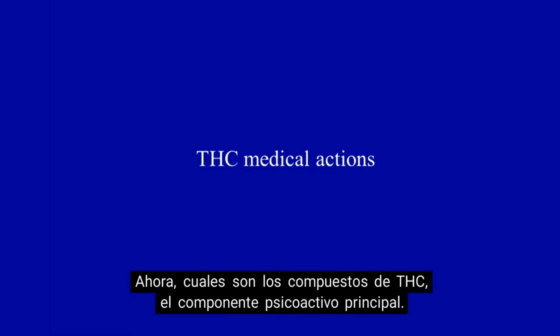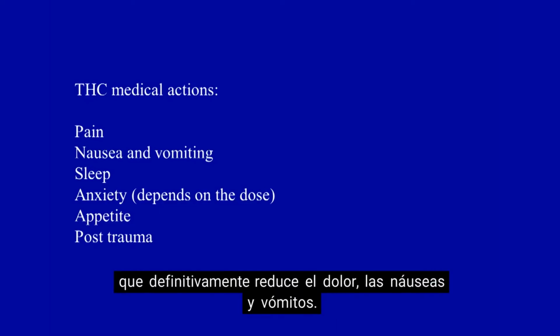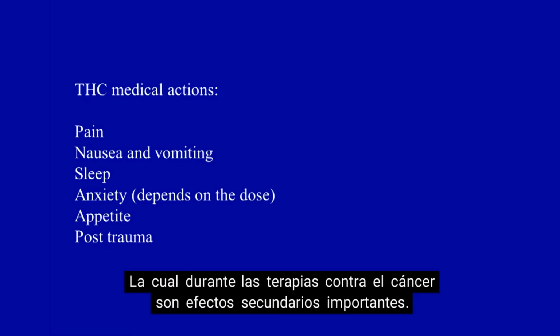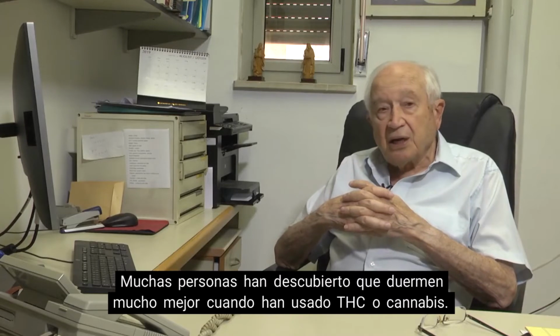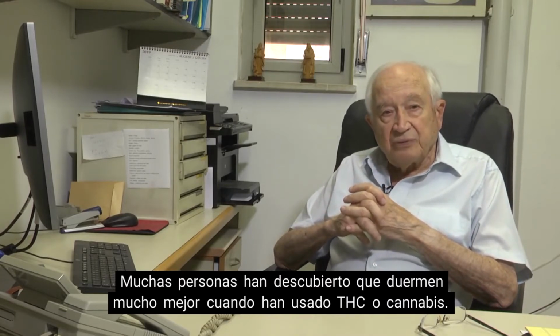Now, what are the effects of THC, the major psychoactive compound? I will not go into great detail, but it has been shown that it definitely lowers pain, lowers nausea and vomiting, which during cancer chemotherapy are major side effects. It affects sleep. Many people have found that they sleep much better when they have taken THC or cannabis.